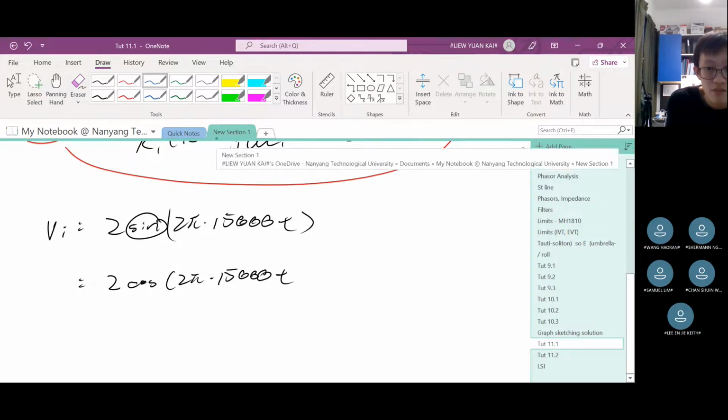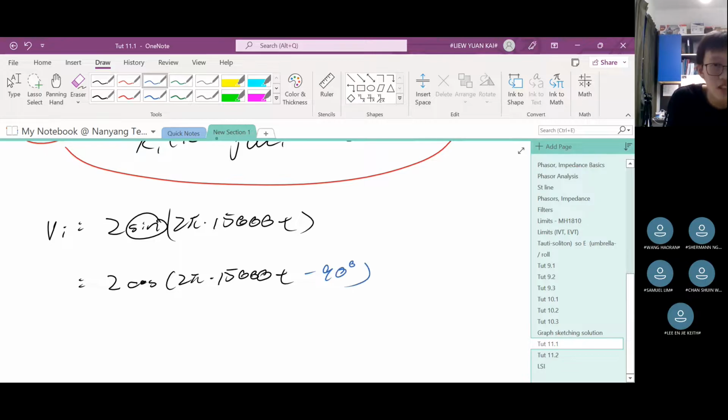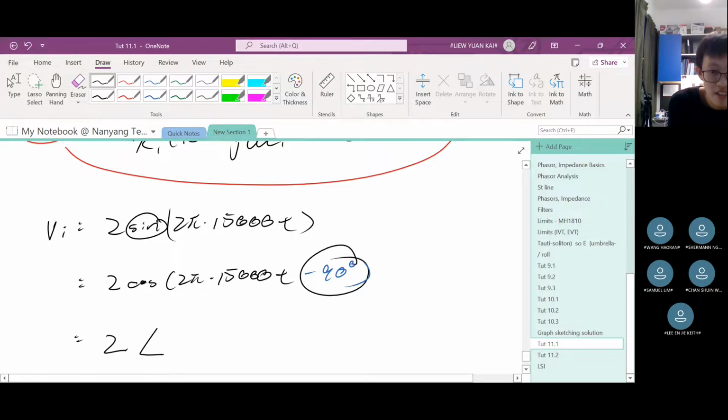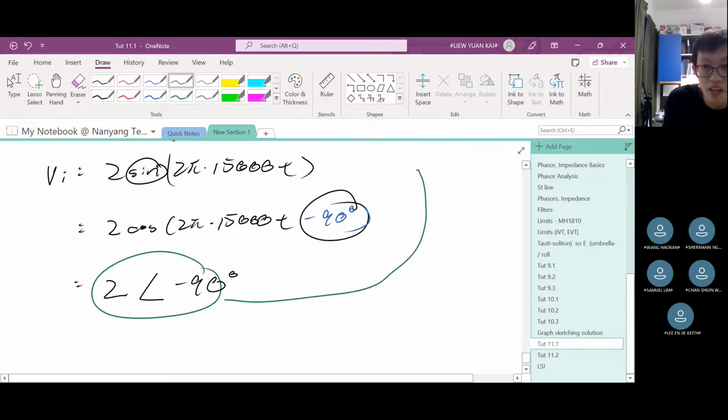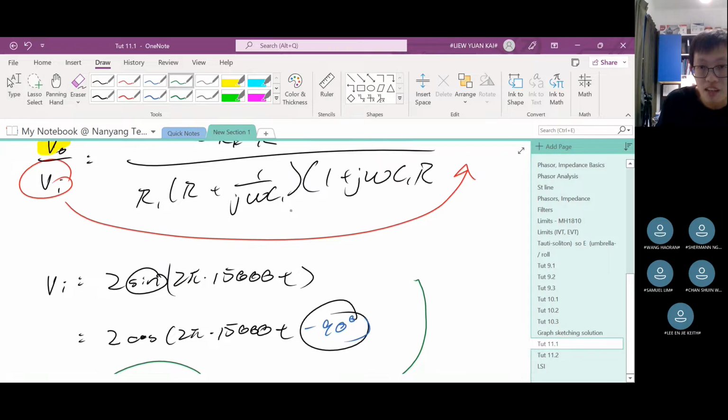Then I need to subtract 90 degrees. So change it to phasor, 2 at an angle of, copy down the angle, negative 90. Now that I change it to phasor, now I can multiply it to my gain. So I go back, I can multiply it to my gain.